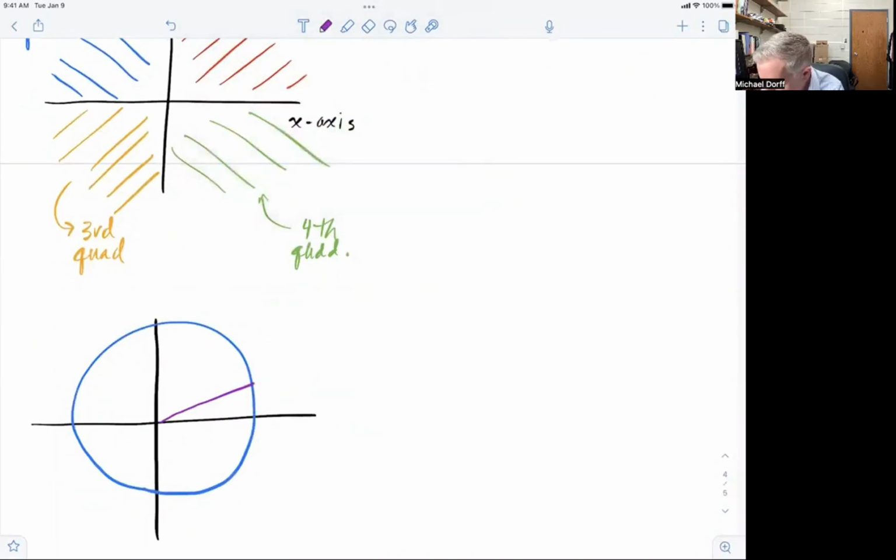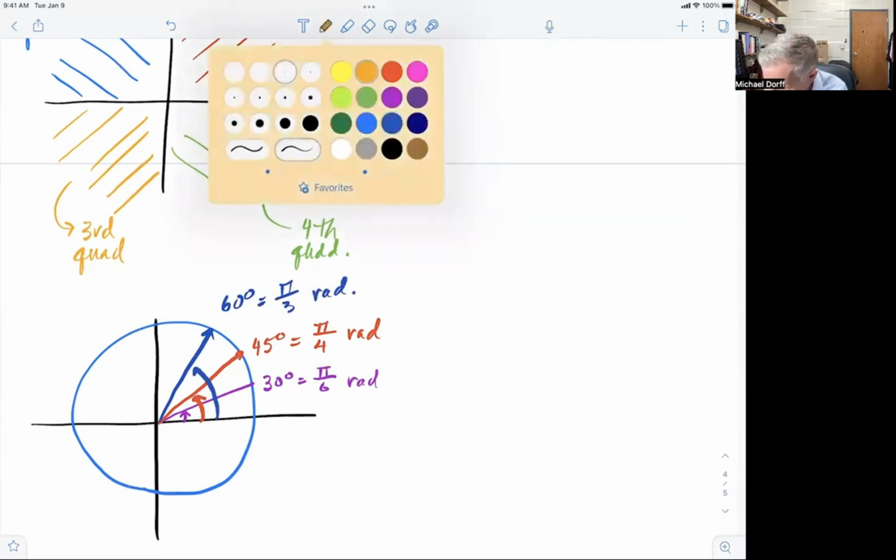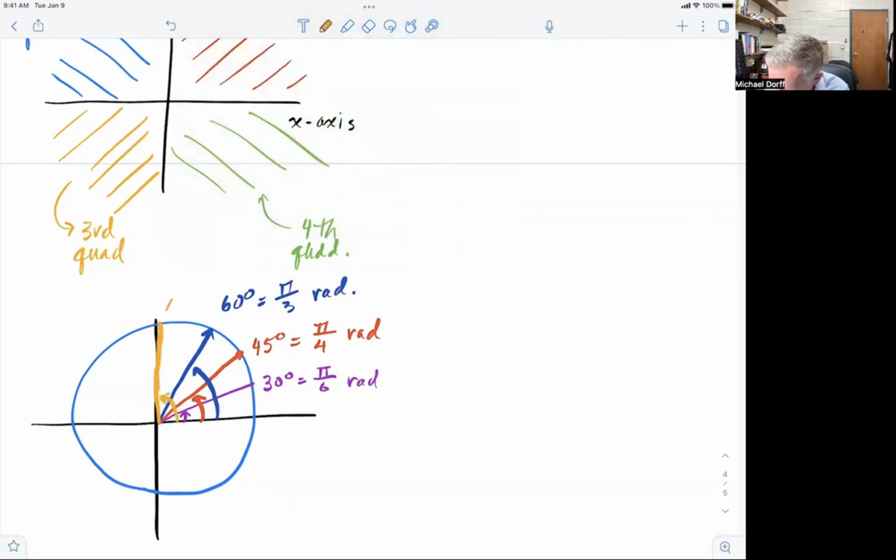This angle here is 30 degrees, and we could figure out that this is the same as pi over 6 radians. That's a very common angle that we'll use. Purple, there's 30 degrees. This is about 45 degrees, which turns out to be pi over 4 radians. And I can compute that 45 degrees is pi over 4 radians by using that technique that we showed at the very beginning. This is 60 degrees, which turns out to be pi over 3 radians. We showed at the very beginning how to do that one. If I go all the way straight up, this is 90 degrees, or pi over 2 radians.